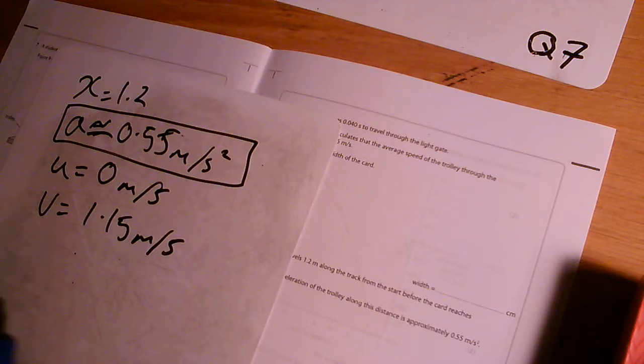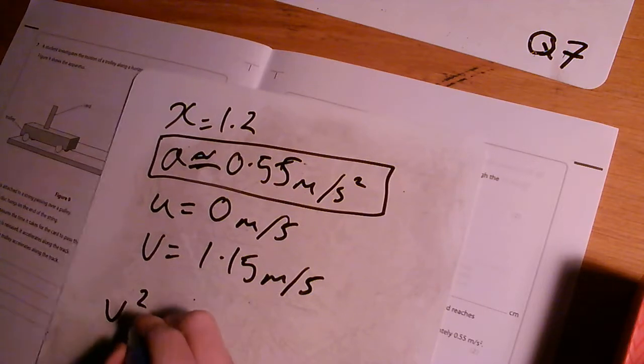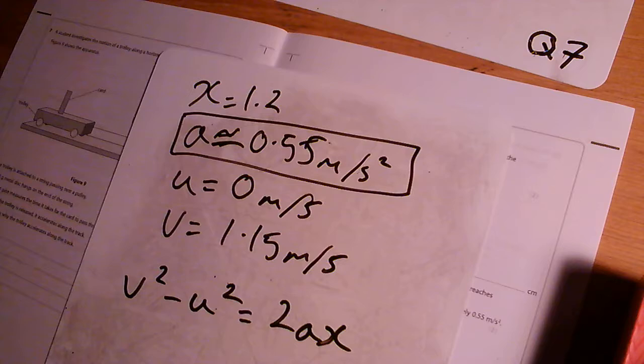So we need an equation with those four terms in, and the equation we're going to use is v squared minus u squared equals 2ax. You can see all those terms are in there. So v squared minus u squared equals 2ax. We've written our equation into there. Now you don't actually get a mark for writing that equation, but the next stage you will.